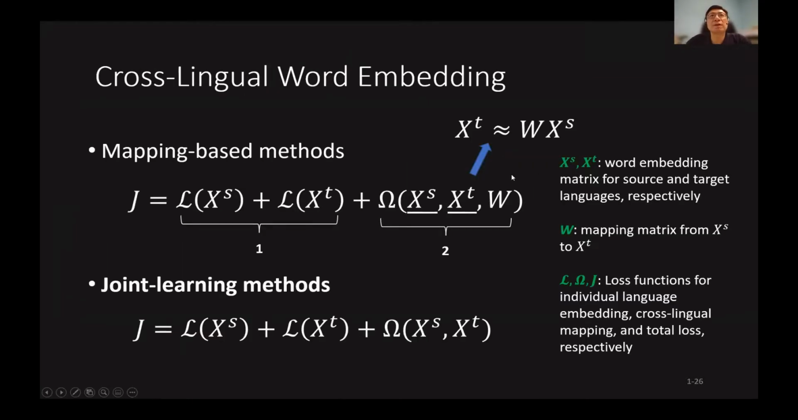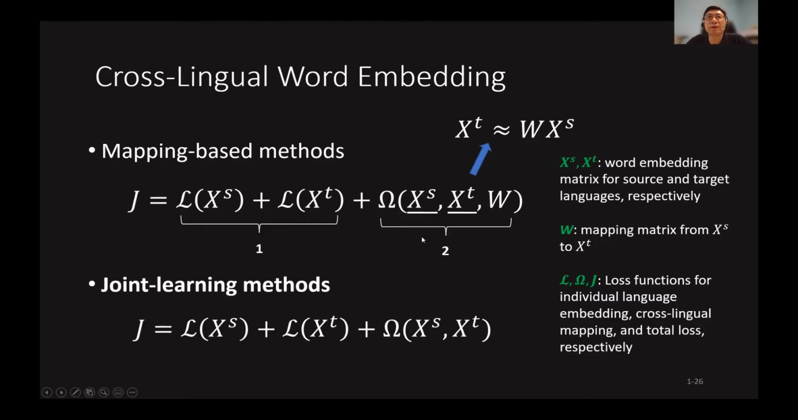So for cross-lingual word embedding, at the first level, it can be divided into mapping-based methods and joint learning methods. So for mapping-based method, it usually has 2 steps as indicated by the numbers 1 and 2 here. The first step is to learn the word embedding for each individual language independently. And then the second step is to learn a mapping matrix between 2 language embeddings.